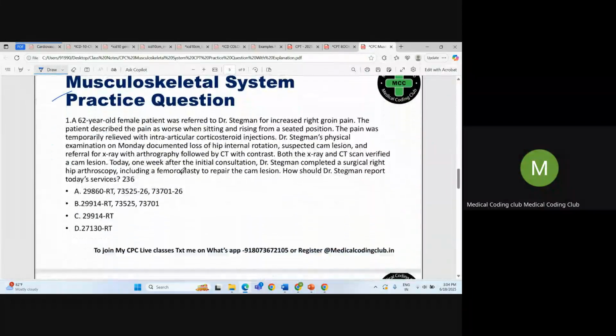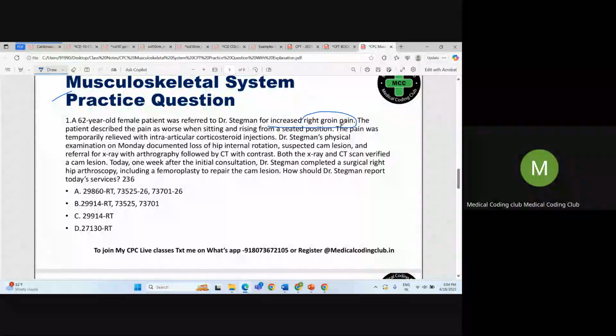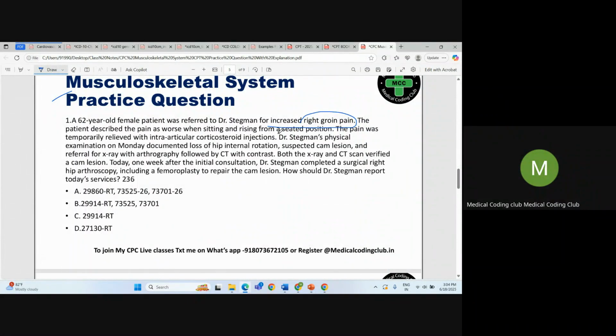So the first question is regarding a 62-year-old female patient who was referred to Dr. Stegman for increased right groin pain. The patient described the pain as worse with sitting and rising from the seated position. The pain was temporarily relieved with intra-articular corticosteroid injections. Under Dr. Stegman's physical examination on Monday, he documented loss of hip internal rotation, and they suspected a cam lesion, so they referred for an x-ray with arthrography followed by CT with contrast. Both the x-ray and CT scan verified a cam lesion. The result came back that the patient has a cam lesion.